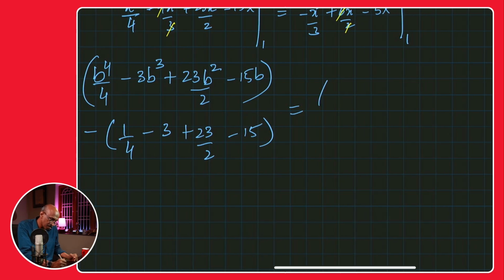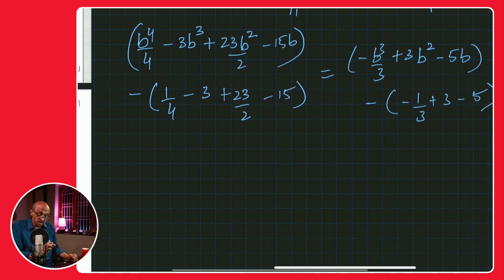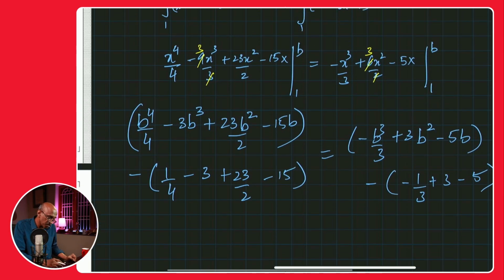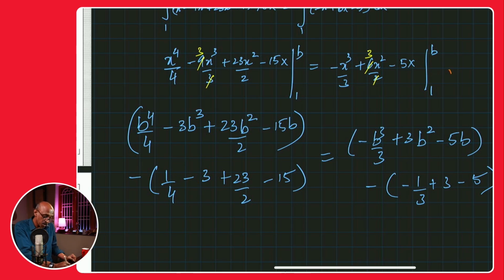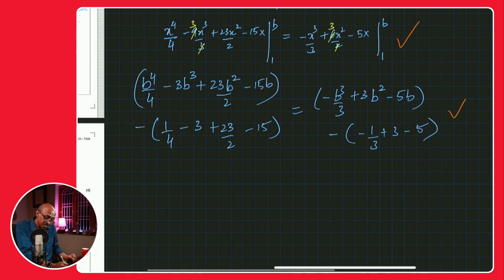On the right hand side, the same way, we write it as minus b cubed over 3 plus 3b squared minus 5b, this is the upper limit, minus the lower limit, minus 1 over 3 plus 3 minus 5. Okay, please show this working. Basically, this step communicates to the examiner that you know how to integrate. The second step communicates that you know how to evaluate the definite integral without the calculator, that is upper limit minus lower limit. After this, you can enter it into the calculator.